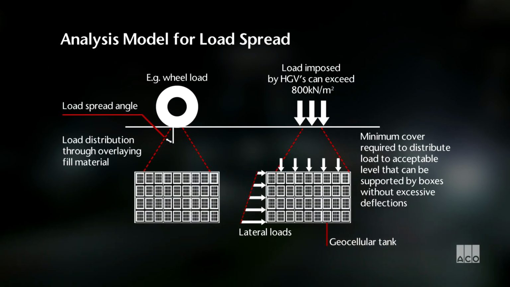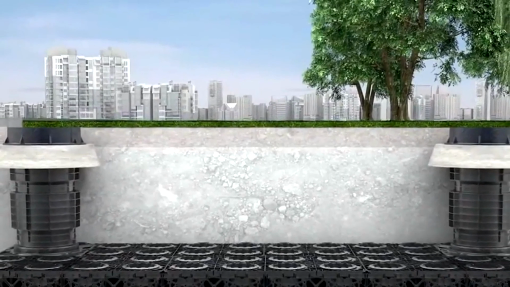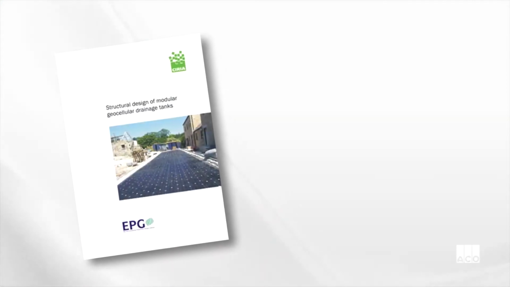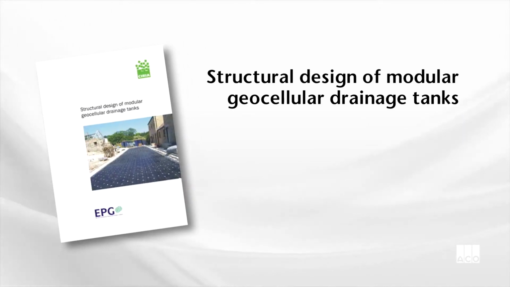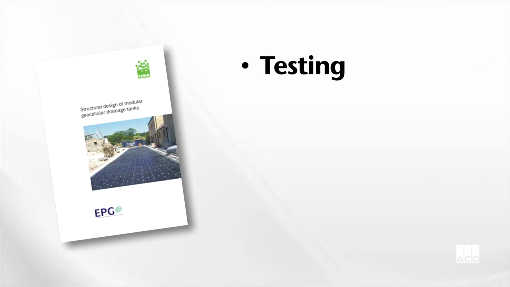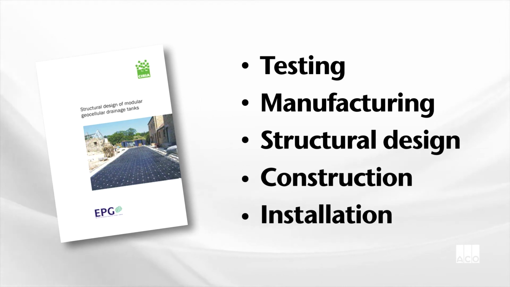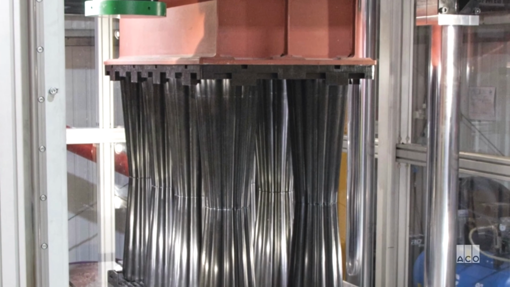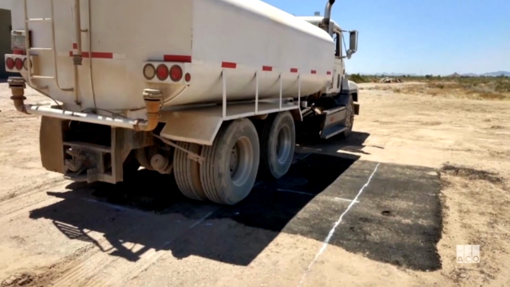All these static and dynamic loads should be considered when determining what is commonly referenced as depth of cover above the tank to the finished pavement line. Fortunately, there is a UK guide that engineers can rely on. It's called Structural Design of Modular Geocellular Drainage Tanks, published by CIRIA. Its recommendations include testing, manufacturing, structural design, construction and installation to ensure geocellular tanks are correctly specified. The guide strongly suggests that tanks are to be independently certified for structural integrity and for long-term life expectancy.